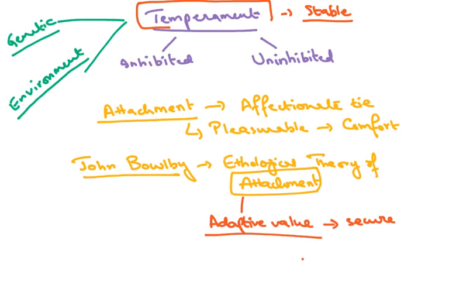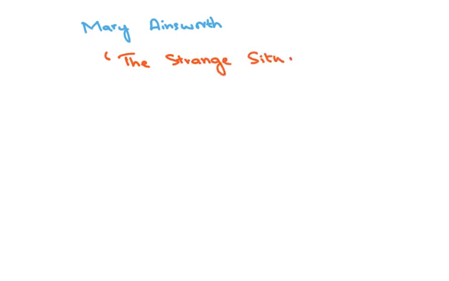Now, there was a student of Bowlby's by the name of Mary Ainsworth. What she did was that she expanded on John Bowlby's work, and she created a lab experiment in which mothers brought in their children and they were exposed to what she called the strange situation. I will be uploading a video on this as well so that you can see the actual experiment.